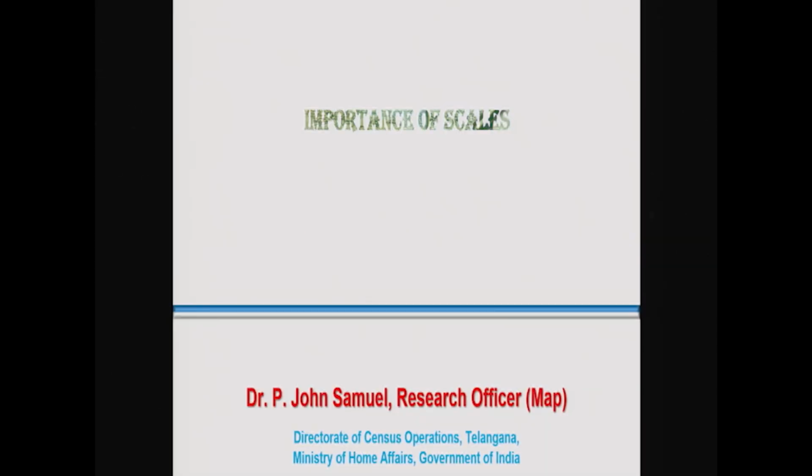Today we will be discussing the importance of scales, the prominence of scales in the mapping part, and how we use scales, which is an important task. When we speak about scales, we need to understand what a scale is.